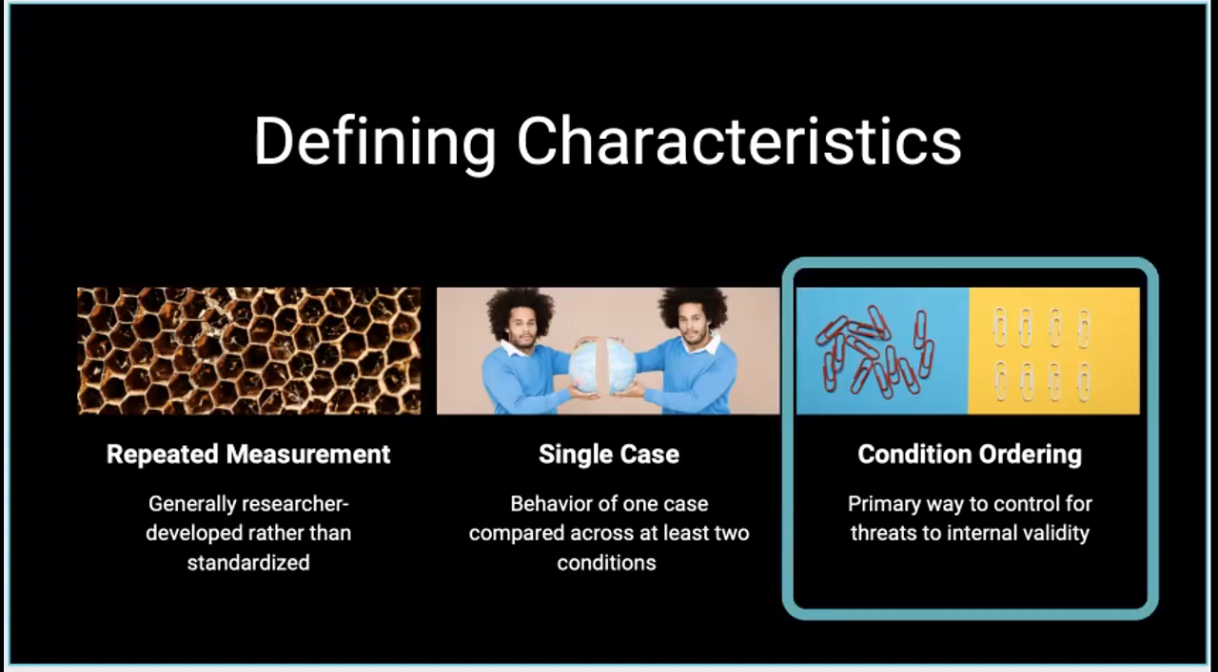Finally, single case research is dependent on careful and controlled condition ordering as the primary way to control for major threats to internal validity. That is, condition ordering is what gives us the basic conditions necessary for identifying functional relations. Just a caveat here, I said necessary, but I didn't say sufficient. Condition ordering is the foundation of single case design, but we'll talk more throughout the week about other necessary conditions for internal validity.